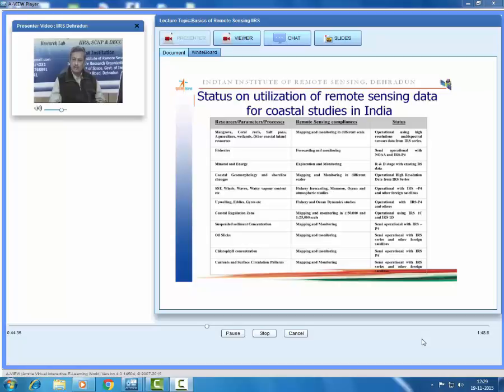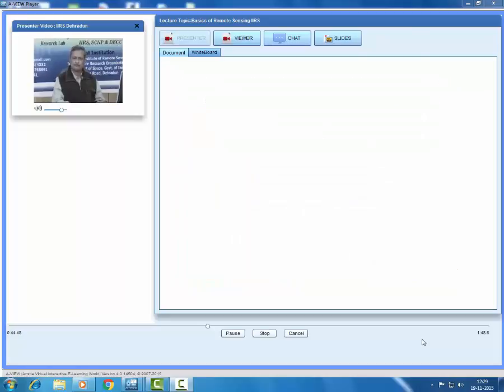Chlorophyll, as I have already mentioned, mapping and monitoring, operational, semi-operational, using IRS P4, P6. Surface current, surface circulation pattern, this is also possible using satellite data.